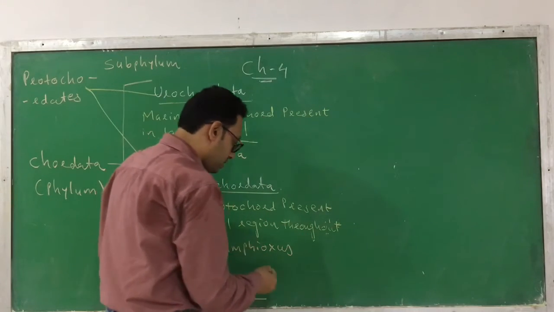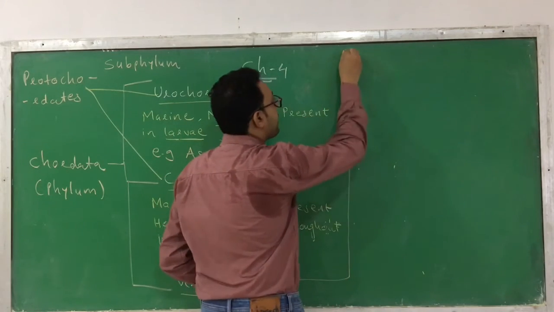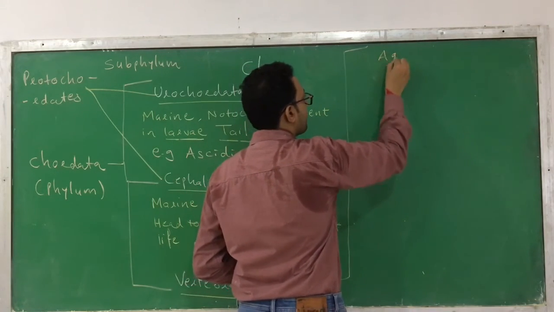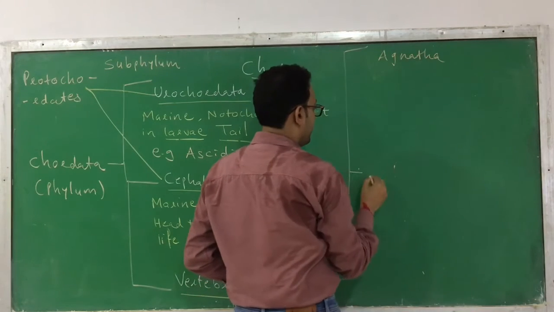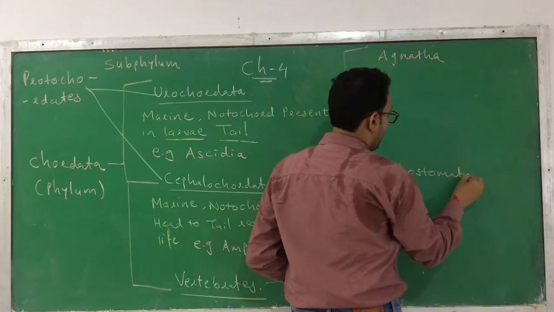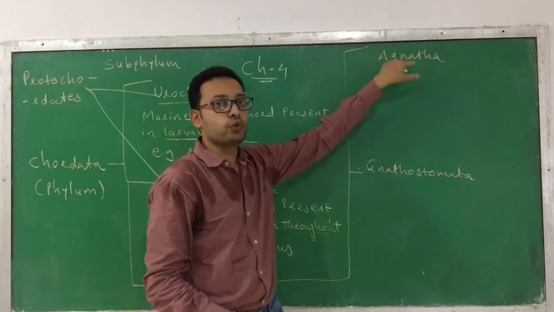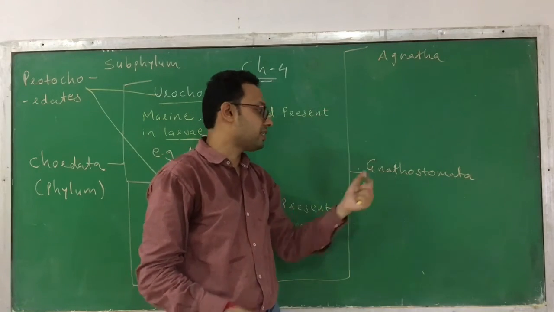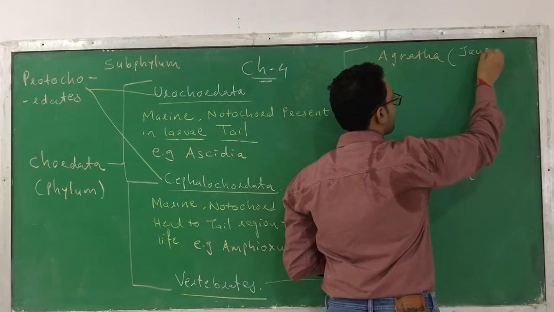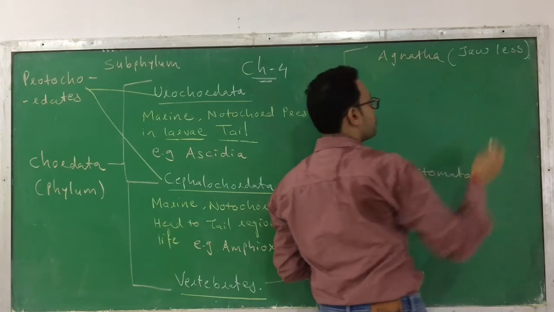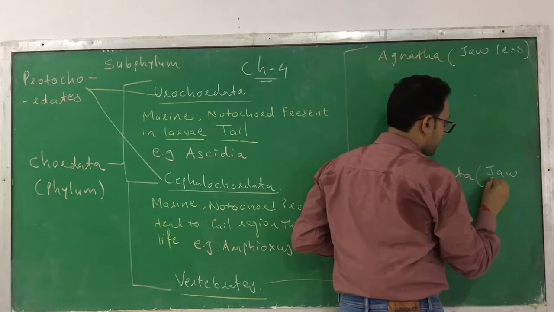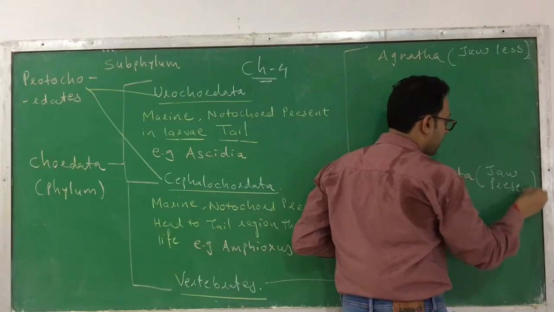Now these vertebrates can be divided into two types. The first one is called Agnatha, and the second one is called Gnathostomata. Remember, vertebrates are again divided into two divisions, Agnatha and Gnathostomata. What is Agnatha? Agnatha means those animals which are jawless. Jaw is absent. And in the Gnathostomata, jaw is present. See, I am saying a jaw, not a mouth. Jaw.